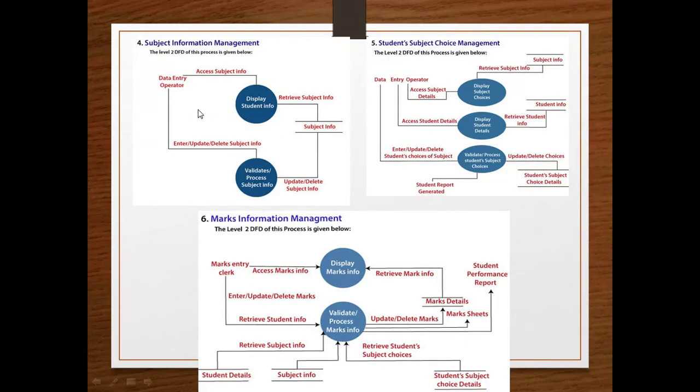Here if you see subject information management, I am just writing in more detail with the first level DFD. Student information, again the data entry operator retrieves information of the student and updates. These are the processes, display and validate. Then student subject choice management, data entry operator, then display subject choice, student details and validate the process. Next is marks information management, it is going to display the marks and then validate the process.